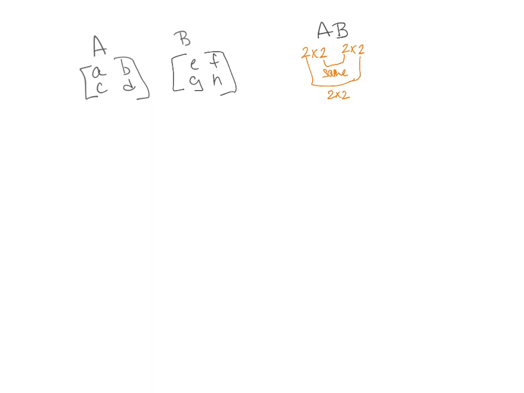So for A, I'm just going to start off by writing the top row. And for B, I'm going to start by just writing the first column. In a nutshell, we're ultimately going to multiply each element of row 1 by the corresponding element in column 1. And then we're going to add those together.